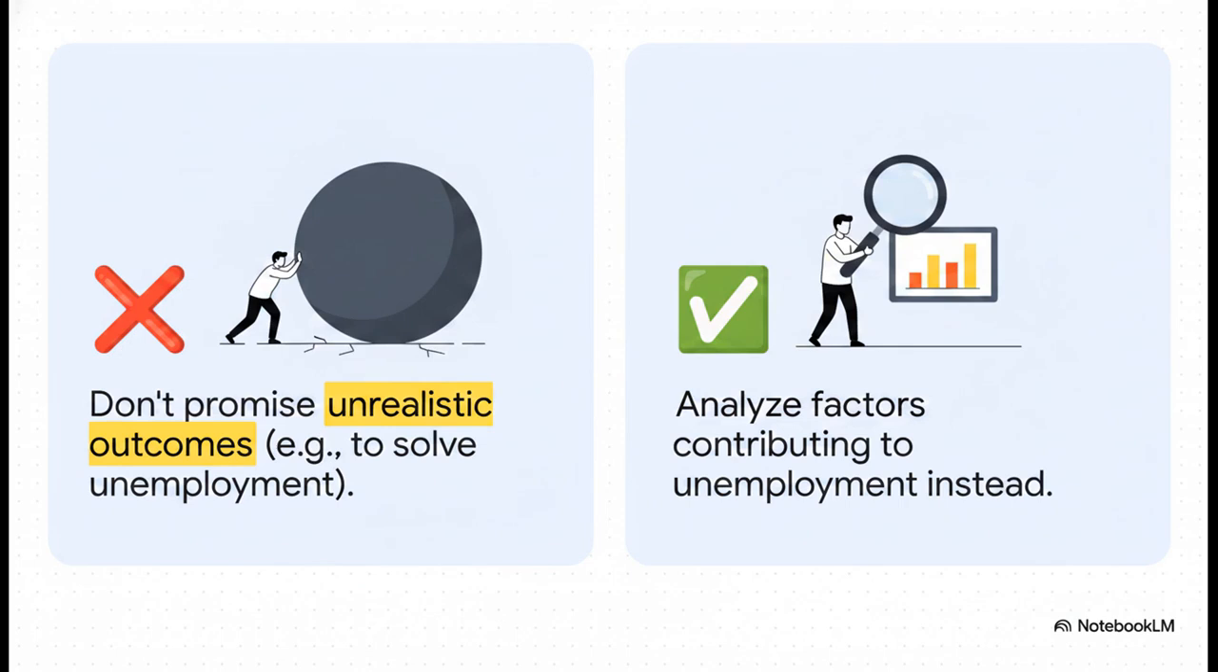Next up, avoid outcomes you cannot control. Look at the left side here. To solve unemployment. I mean, that is a massive, incredibly unrealistic promise for a single research paper. It's a huge danger to promise things you can't actually deliver. Instead, look at the right side, to analyze factors contributing to unemployment. That is realistic, that is something you can actually measure and achieve.